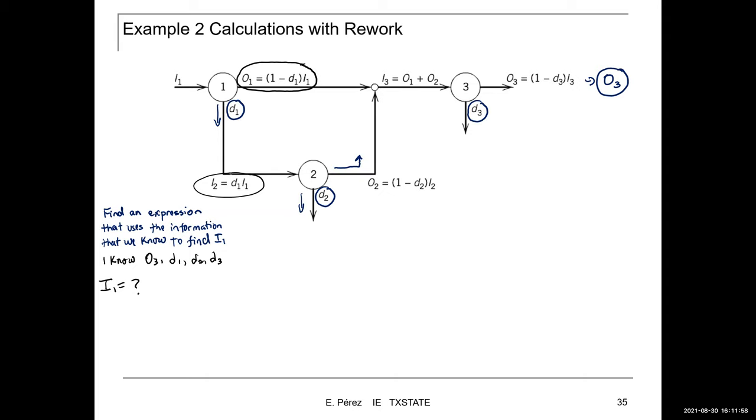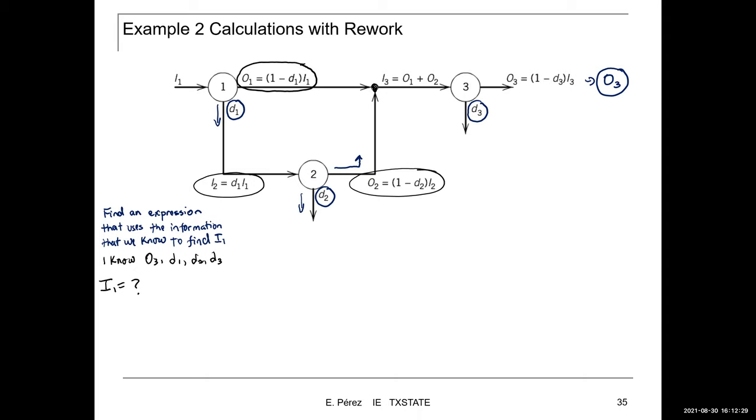We know O2 is going to be equal to (1 minus D2) times I2, because you take I2 and you remove the defective rates, and what's going into this node is the complement of that. So the parts that are not defective, you find by multiplying that input times 1 minus the defective rate, and so on.